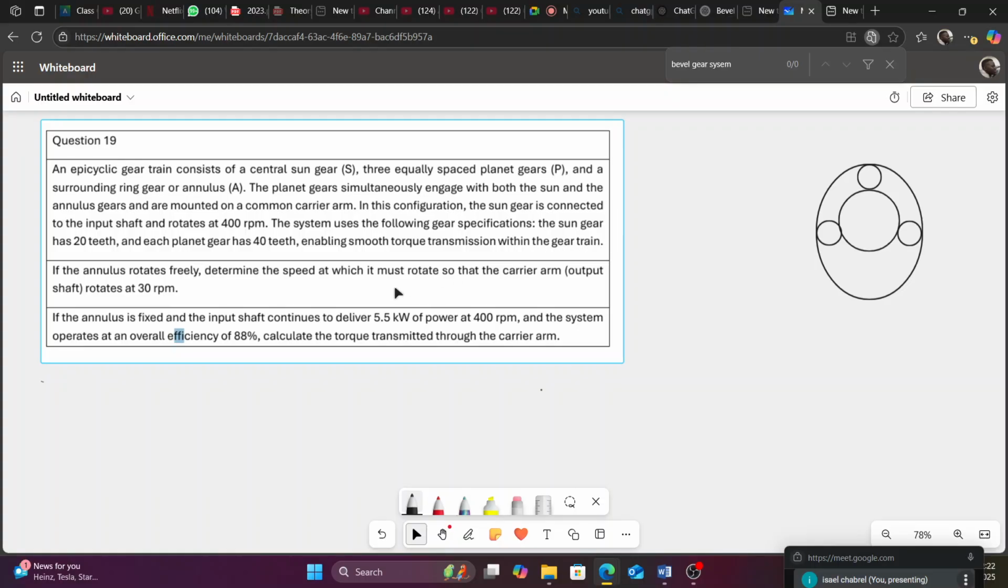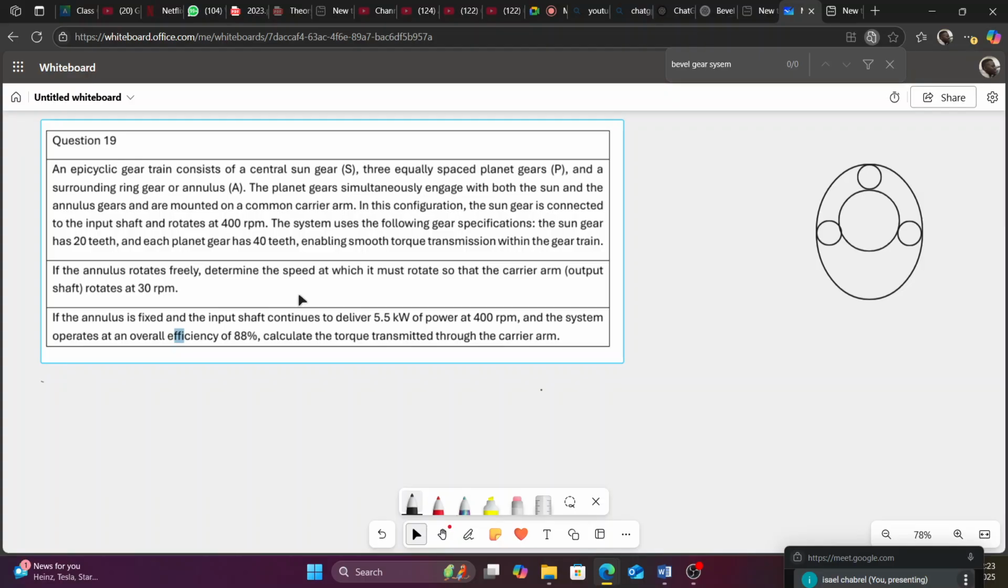within the gearing train. If the annulus freely rotates, determine the speed at which it must rotate. So basically, you want to find out the speed of the annulus, the one outside here, which must rotate so that the carrier arm output shaft is 30 RPM. And if the annulus is fixed, what then? Let's solve the first question first.